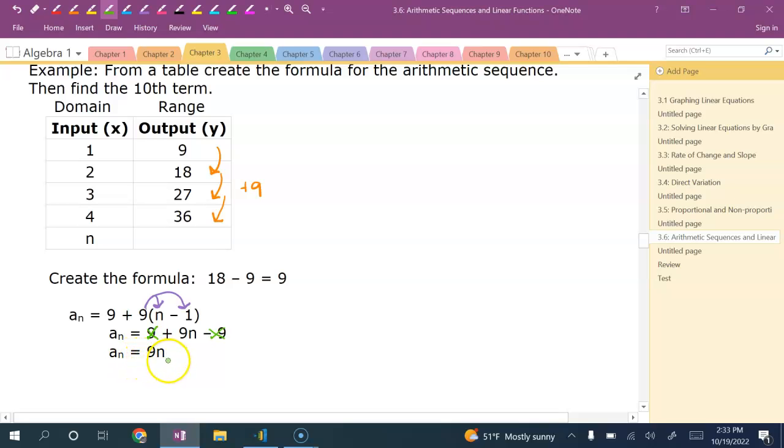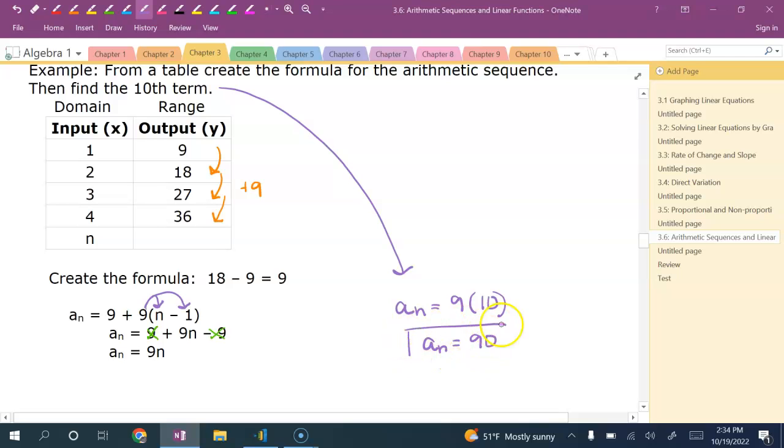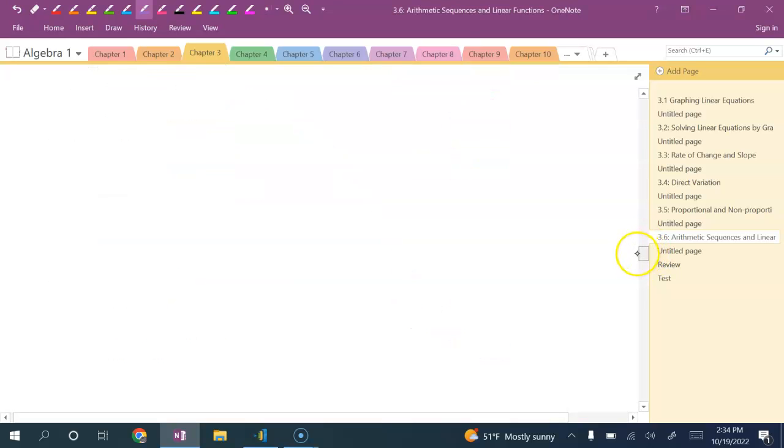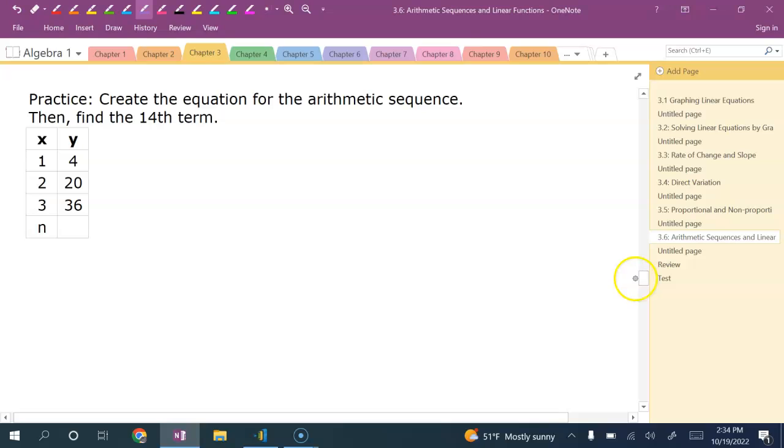Now if I want to find the 10th term, to do this part of the problem we would take 9 times 10, and that would give us 90. So 90 would be the 10th term of that sequence. And instead of putting an n here, you could actually replace that and say a with a little 10, just to signify the 10th term. So I want you guys to practice that here. Create your equation for this sequence, and then find the 14th term.